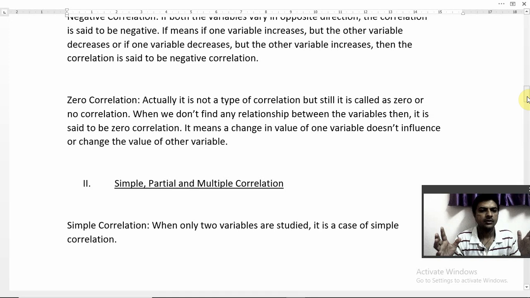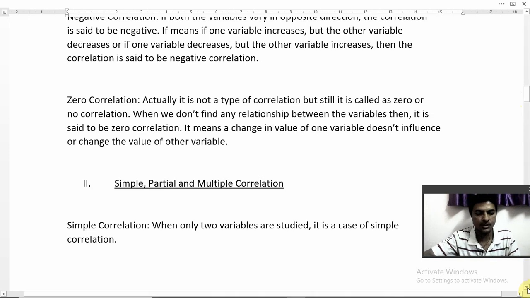Like intelligence and weight. Suppose your weight is more. It means that you are more intelligent? It is not possible. Suppose you are very very thin. Does it mean that you are very very intelligent? No, it doesn't mean like that. So like this, there is no relation between these. So we say it is zero correlation.